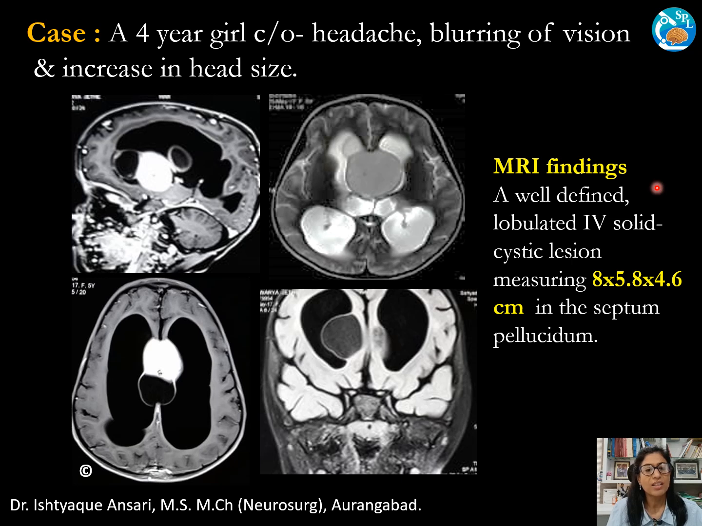Now we start with our case. This is a 4-year-old girl who complained of headache, blurring of vision, and increase in the head size. So the MRI revealed a well-defined lobulated intraventricular solid cystic lesion which measured 8 into 5.8 into 4.6 centimeters, epicentered in the septum pellucidum.